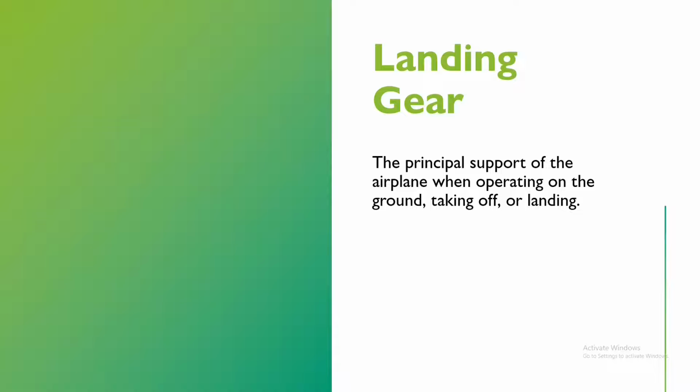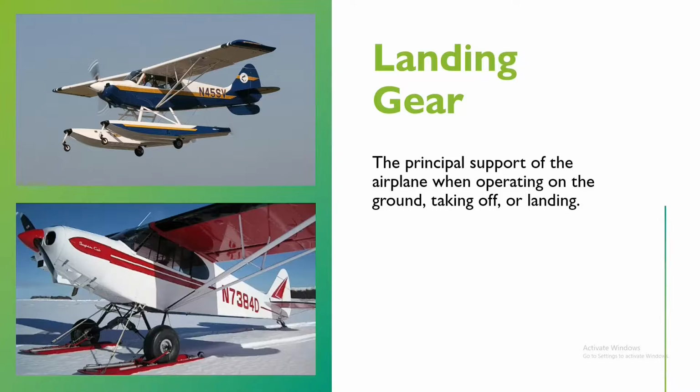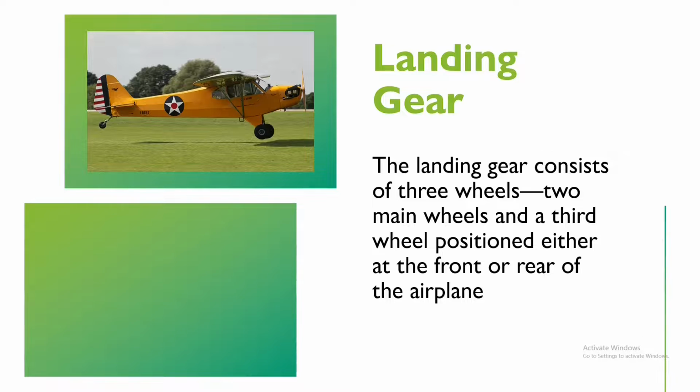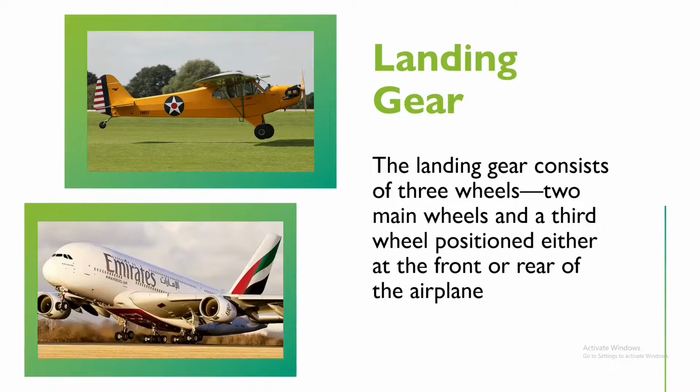Landing gear. The landing gear is the principal support of the airplane when operating on the ground, taking off, or landing. The most common type of landing gear consists of wheels, but airplanes can also be equipped with floats for water operations or skis for landing on snow. The landing gear consists of three wheels, two main wheels, and a third wheel positioned either at the front or rear of the airplane. A landing gear configuration with a rear-mounted wheel is called conventional landing gear. When the third wheel is located on the nose, it is called a nose wheel, and the design is referred to as a tricycle gear.